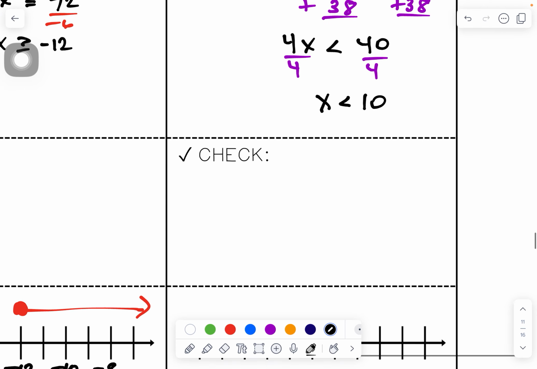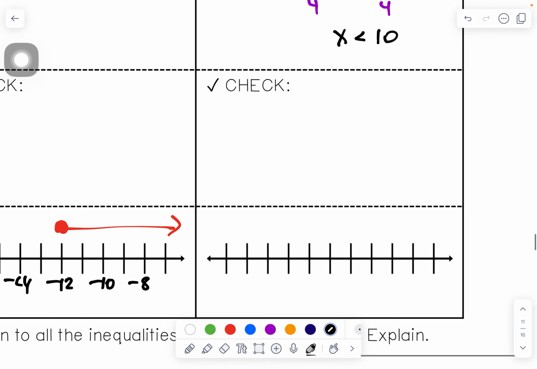It's a less than, so it's an open set, open circle. I'm going to put 10 somewhere in the middle of my number line. I'm going to plot an open circle at 10, and it's less than, so that would be to the left.